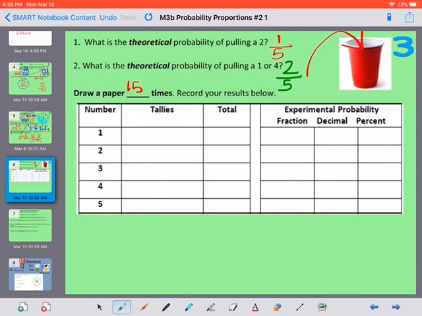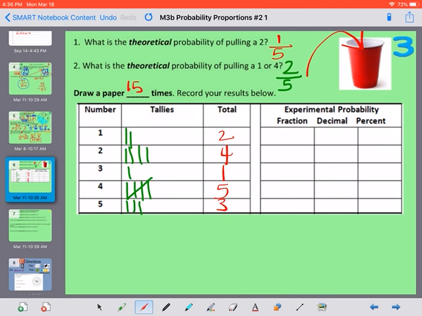So, I'm going to say that we pull out a 1 twice, a 2 4 times, a 3 once, a 4 5 times, and then a 5 3 times. I think that adds up to 15. 5, 6, 7, 8, 9, 10, 11, 12, 13, 14, 15. Yep. So total we have 2 number 1s. We got a 2 4 times, a 3 1 time, a 4 5 times, and a 5 3 times.